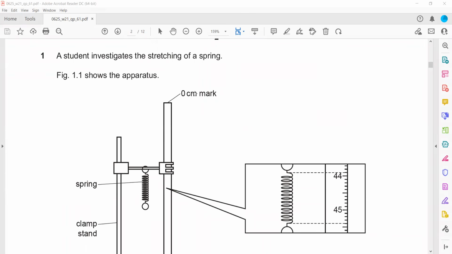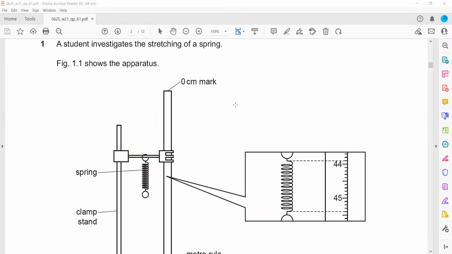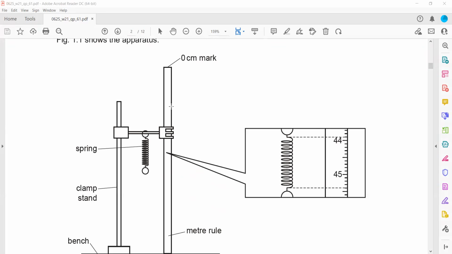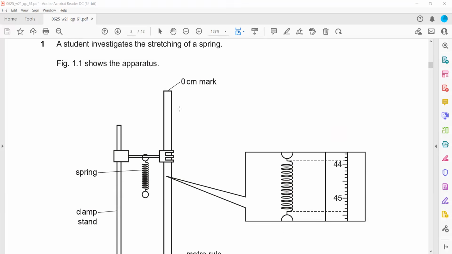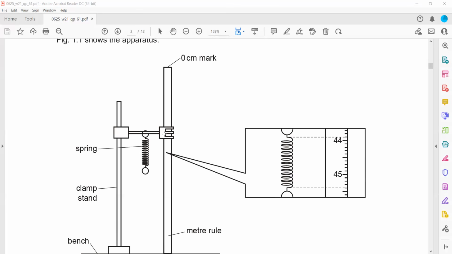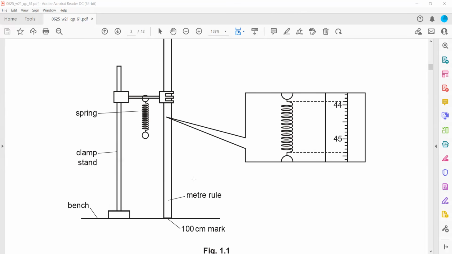The extension of a spring is affected by the load attached. Figure 1.1 shows the apparatus. So you can see the apparatus is there, 0 cm. This is a meter rule. Vertical meter rule is placed. Meter rule means that it is 1 meter long or 100 centimeter.